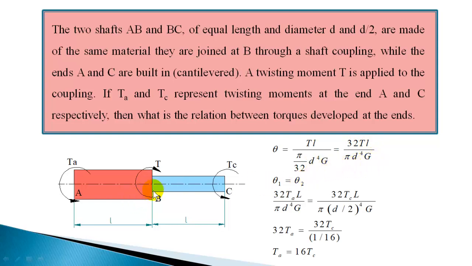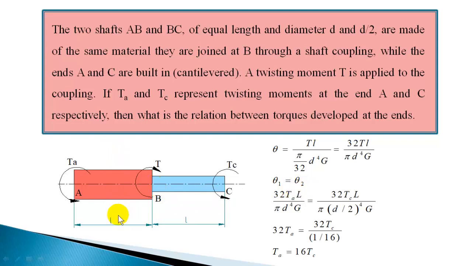And when you apply this torque, the junction will rotate with respect to the other built-in end. The junction will rotate by an angle. And this junction with respect to this built-in, the rotation will be same. So the junction rotation either for this section or this section, it will be same. So angular twist for this section AB and for this section BC, that should be same. So theta 1 is equal to theta 2. So angular twist in the first section is equal to angular twist in the second section.